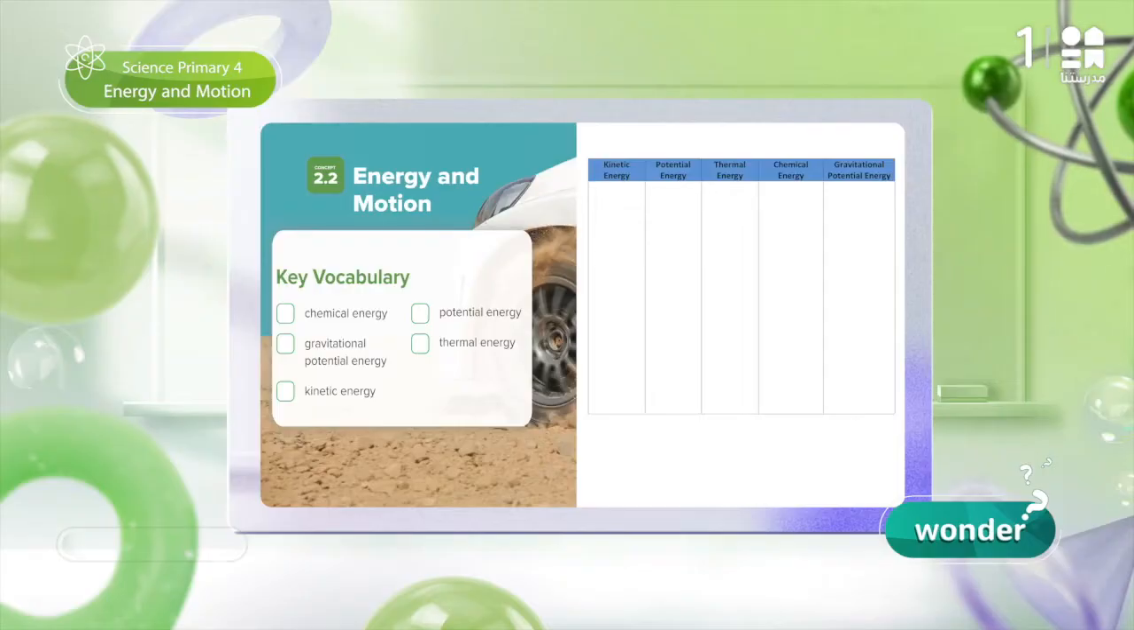Take your time and write down all the vocabulary you know under each term.